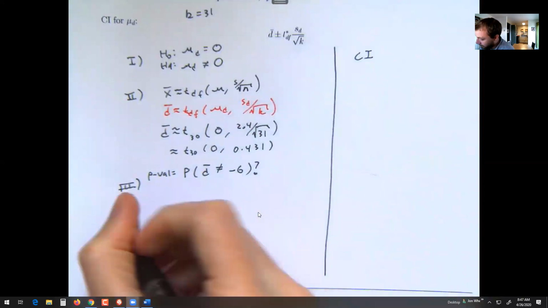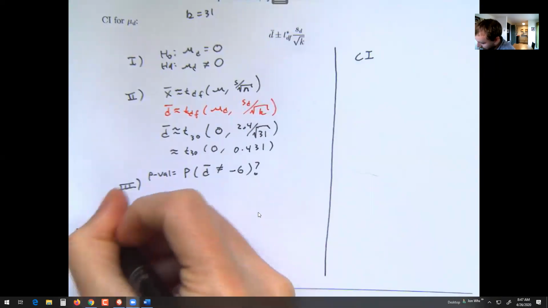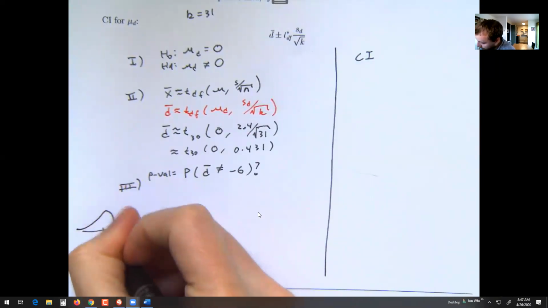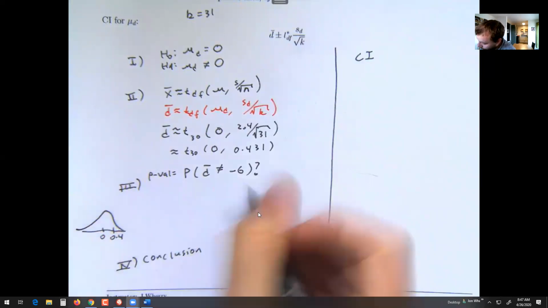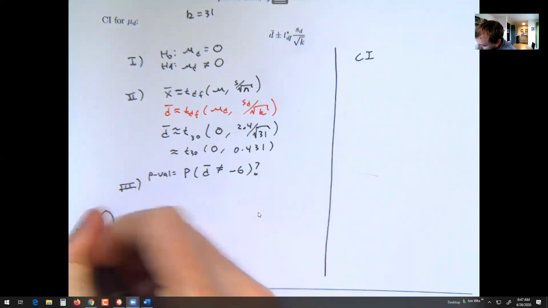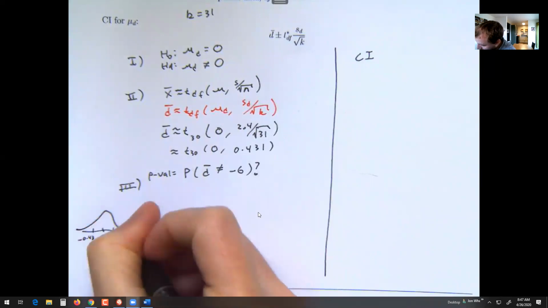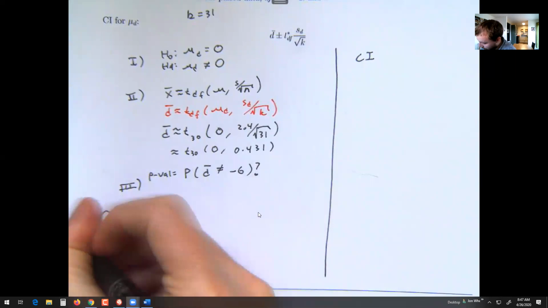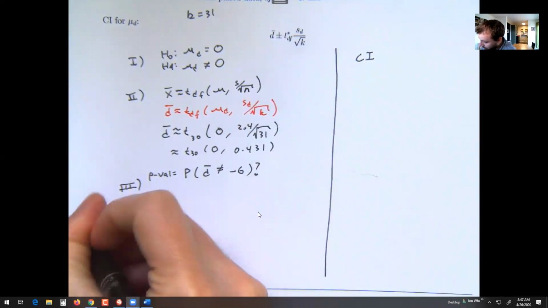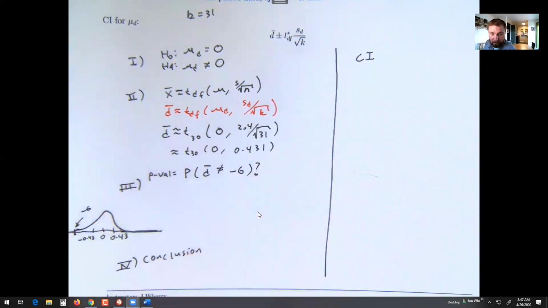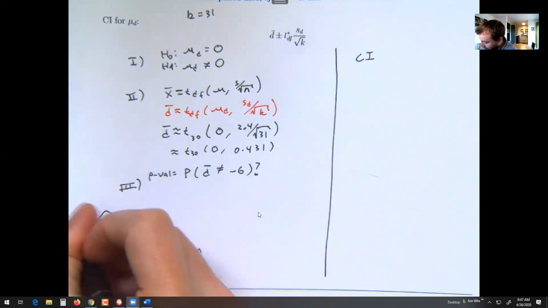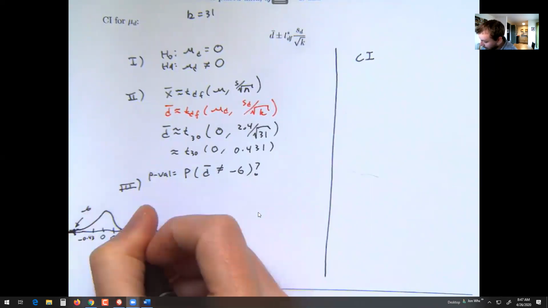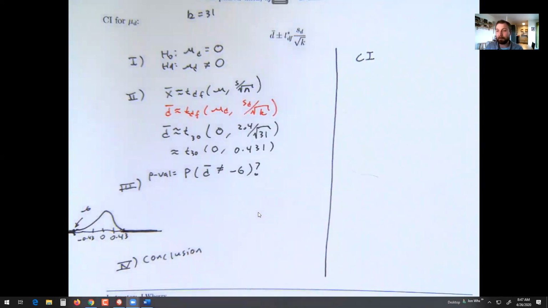I'm going to draw just a sketch of what's going on here. The center I'm expecting to be 0. I'm counting by about 0.43 or so. And the value that I detected for a difference was -6. Oh, dang. -6 is going to be way, way out there. This is a two-tailed test, so I'm going to shade both the left tail and the right tail. I'm going to have a really, really small p-value. This is going to be a 0 plus kind of situation.